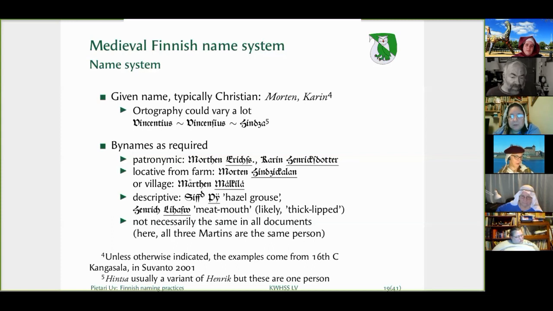And some of the bynames are getting close to what was talked about in the obscene names class earlier on, like Henrik Lihasuu. That's not really a flattering byname, and that actually has survived in a village name. The whole village was named after the byname.